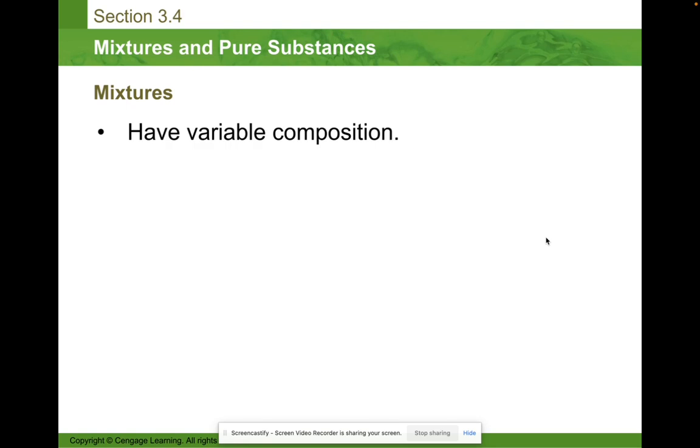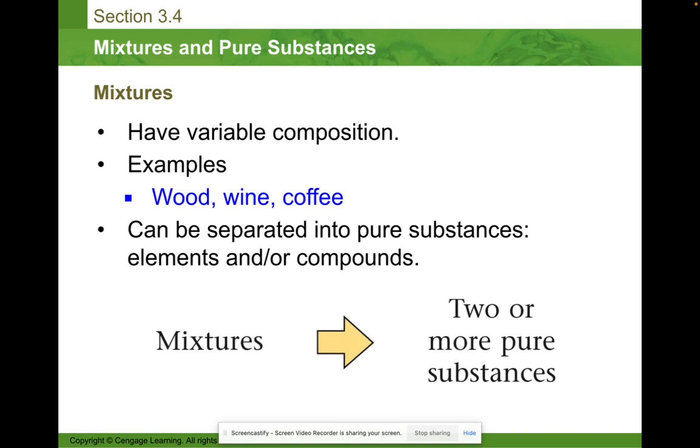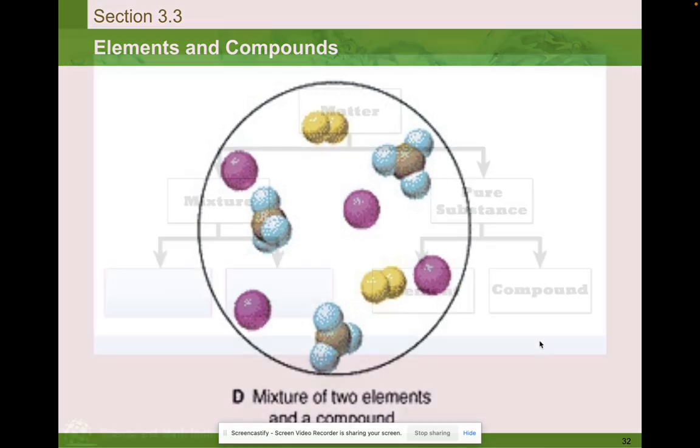The next is mixtures. These have a variable composition. That means it can change. So examples would be wood, wine, coffee. They can be separated into pure substances. So you can take mixtures and separate into elements and compounds. Mixtures are made up of 2 or more pure substances physically combined, meaning there is no joining, it is just physical combination. Here is kind of a picture representation. Here we have 2 elements. There's your diatomic, there's your regular, and then you have a compound as well.